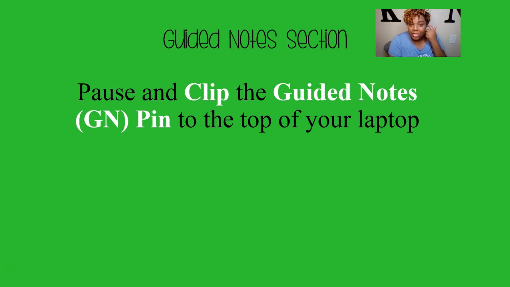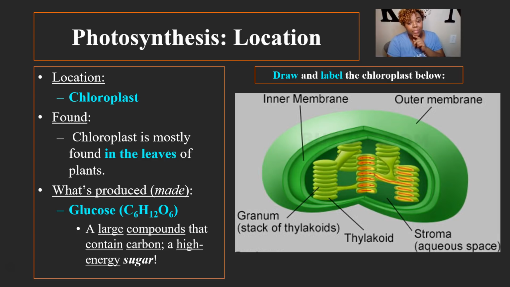All right, awesome. Hopefully you answered that right. And now we're going to go ahead on to our guided notes section. Continue with it. All right, so photosynthesis, where does it even occur? Well, photosynthesis occurs in the chloroplast, which is this thing right here, okay? The chloroplast is usually found in the leaves of the plant, and the chloroplast is where your glucose, or C6H12O6, is made. Glucose is a large compound that contains carbon, which is a high energy sugar.